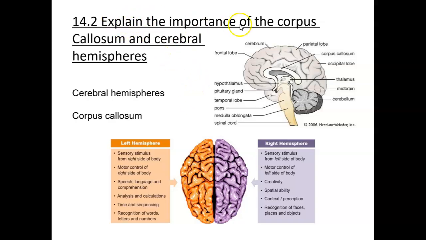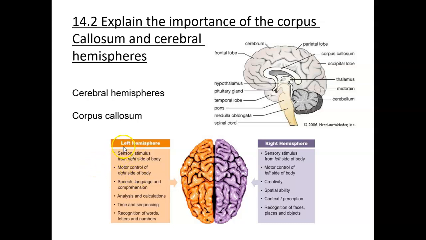So what's the importance of the corpus callosum and the cerebral hemispheres? We said the corpus callosum is that brain tissue that connects the right and the left side of the cerebrum. This is the cerebrum looking at it from an aerial view from the top, and there's kind of two separate sides. We have what we call the left hemisphere and the right hemisphere. And here's that corpus callosum. You'd have to cut through here to cut through that. So it turns out that the cerebrum has a right and a left side.